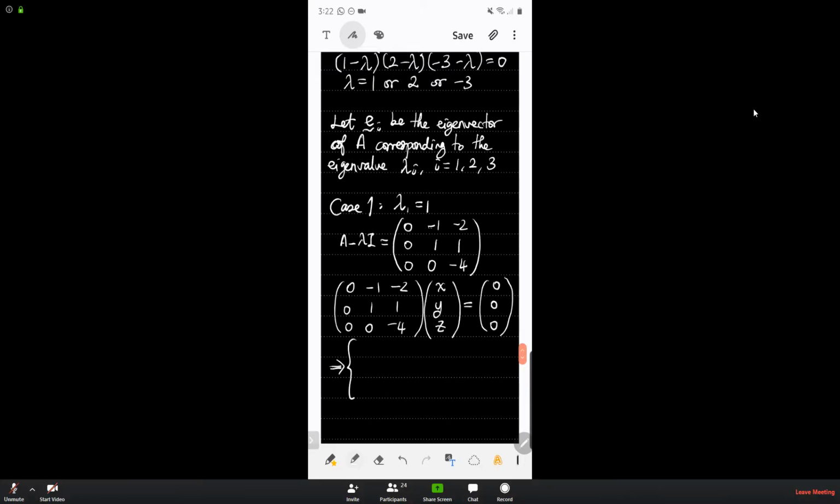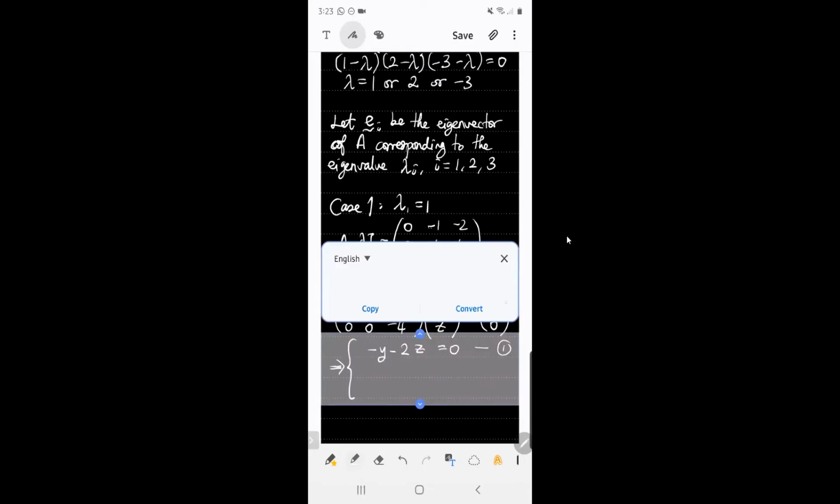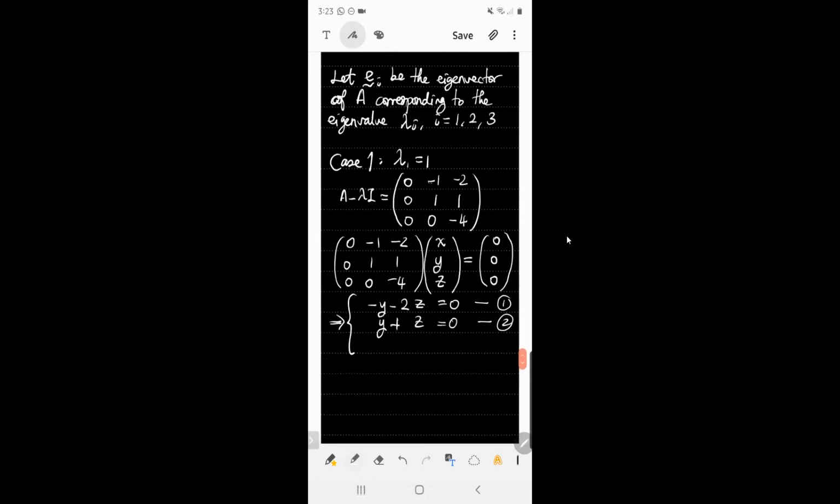So I'll write down one by one the 3 equations. Therefore, the first equation is 0x minus y minus 2z equals 0. That is the first equation. Then you have the second row: 0x, 1y, 1z, so y plus z equals 0. This is the second equation. Then you have 0x, 0y, minus 4z equals 0. So you have the third equation.